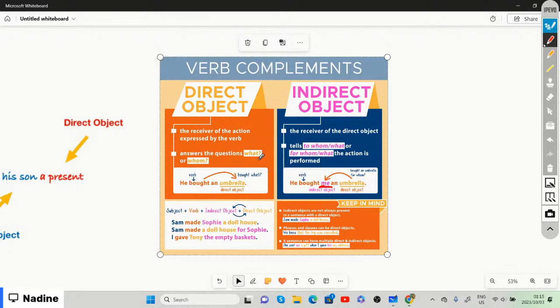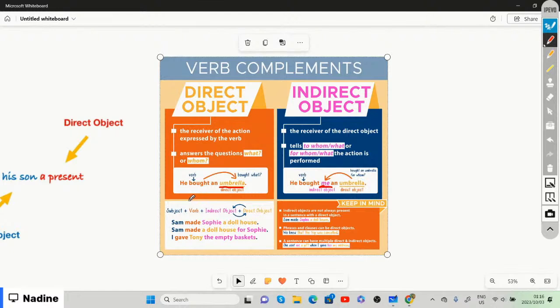And if we look at that very same sentence, he bought me an umbrella, and we look at the direct object, the receiver of the action, we would say it's umbrella. So umbrella is the direct object. So what did he buy? He bought an umbrella. So that is our direct, and we have our indirect objects.